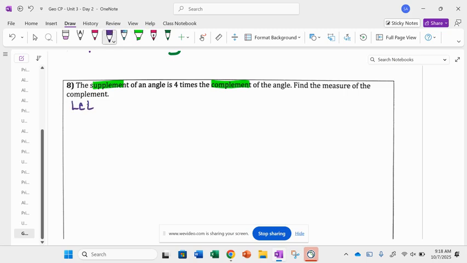We're going to let the angle equal x. The supplement of that angle is 180 minus x. And the complement of that angle will be 90 minus x.